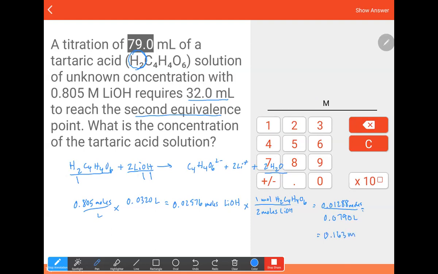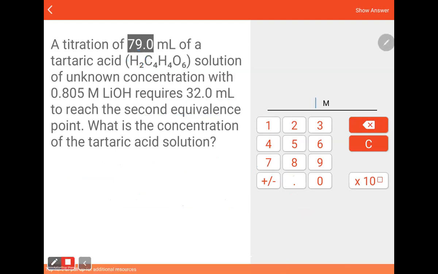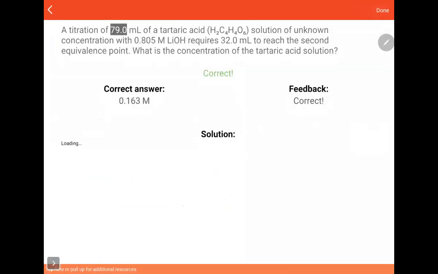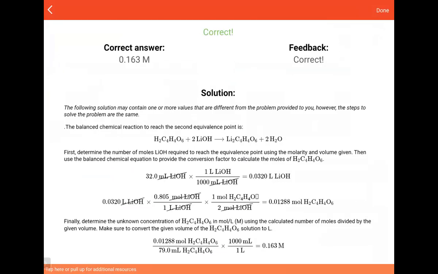The fact that it takes 2, and we could also write it as Li2C4H4O6. We didn't want to put it in solution. So the fact that we need 2 means we need a 2 over here, and that accounts for our adjusted molarity. So 0.163. There we go. We're making sure we're in liters when we do this and that we understand that ratio.